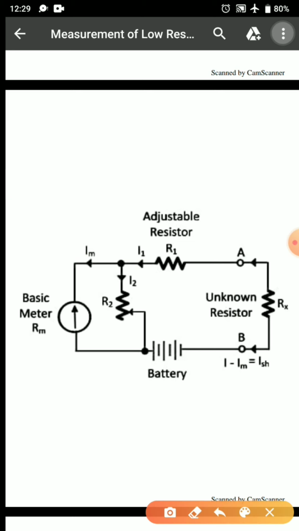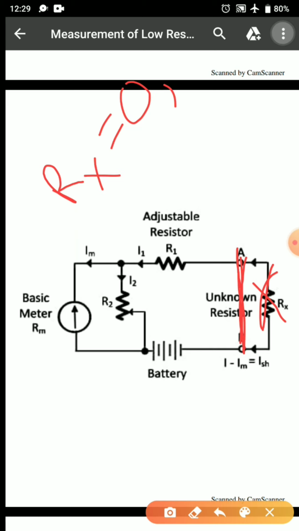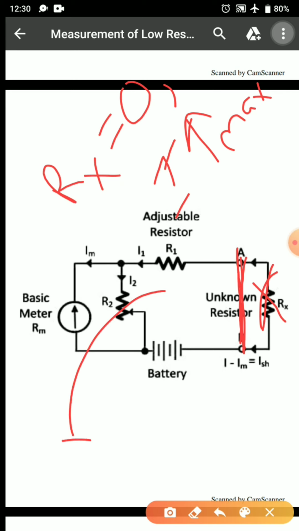Now in this circuit, if I short circuit A and B, that is, no resistance Rx is connected, it means that Rx is equal to 0. Short circuit means the resistance value is 0 and maximum current will flow across this path. Now when maximum current is flowing, the value of Rx is 0. For example, if the meter pointer comes to this point, I can clearly mark this position as 0.